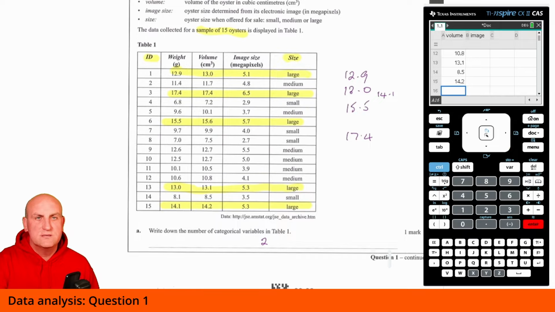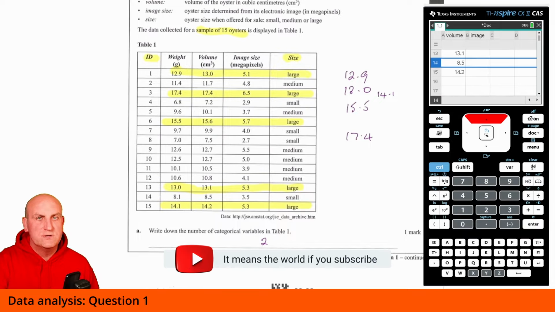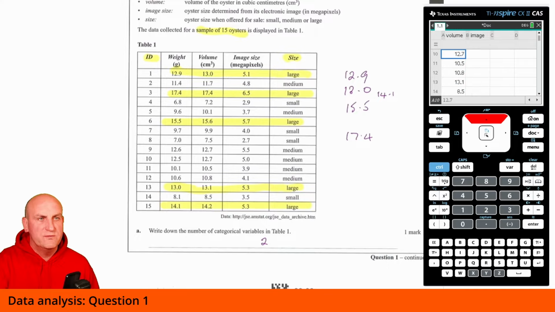All right, there we go. So if we're just going to check those as I go back up: 14.2, 8.5, 13.1, 10.8, 10.5, 12.7, 12.7, 7.5, 9.9, 15.6, 10.1, 7.2, 17.4, 11.7, and 13. Yes. Now do my image size, 5.1.